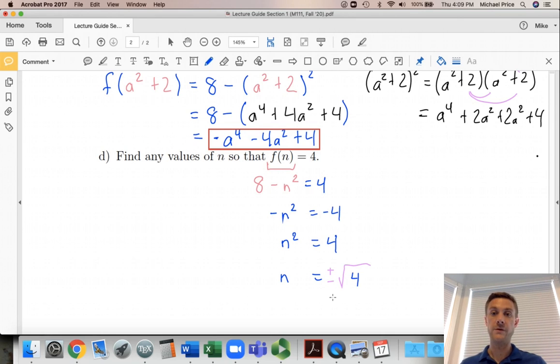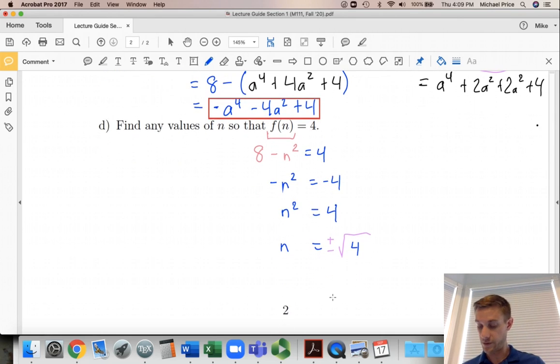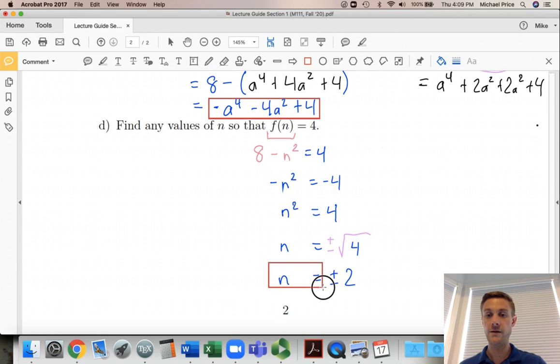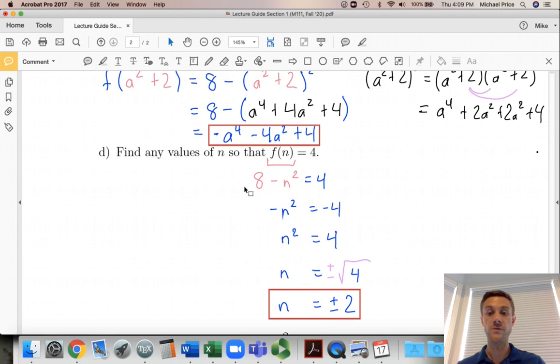So that means there actually are two potential solutions here. Either n is positive 2 or n is negative 2. Those are both great answers. And again, can give ourselves a little box of completion. So that is us using formulas that have defined a function to do some evaluation and some solving. We'll come back with yet another approach to functions here shortly.